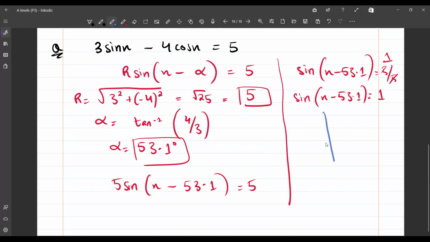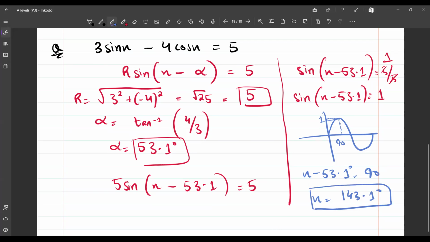All right. So this is what a sine graph looks like. 1 and 90. So notice x minus 53.1 degrees is 90. Sine 1 is 90. So x is 90 plus 53.1. x is 143.1 degrees. All right.